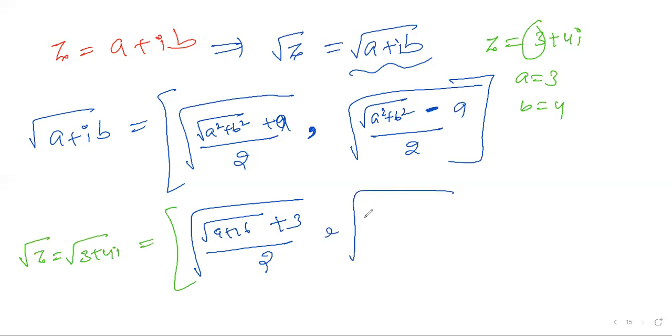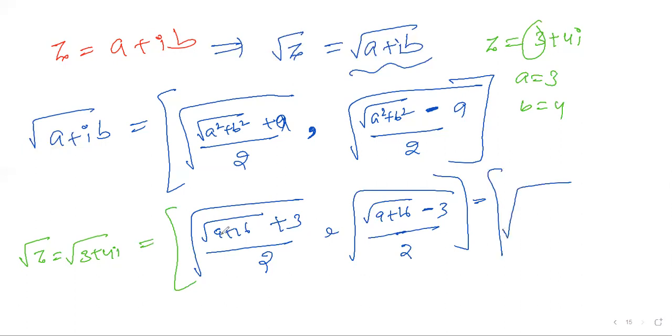Similarly, a square plus b square is 9 plus 16, and the other term is minus a by 2, that is 3 by 2. Okay? Next, under root of 25 is 5. So 5 plus 3 is 8, 8 by 2. Comma, this is 8 minus 5, 5 minus 3 is 2 only, right? 2 by 2.